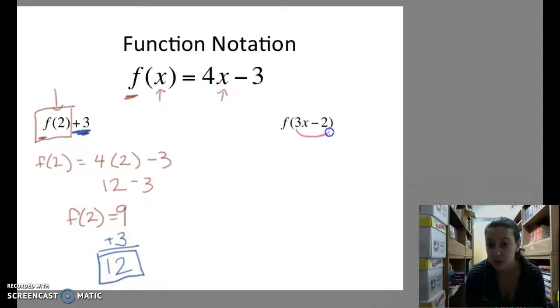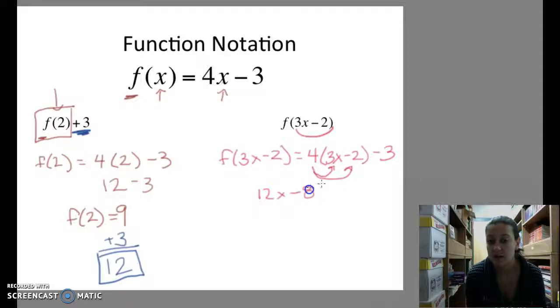Last one. This time our input is a whole expression. So we're going to take that f of 3x minus 2 and replace our input with this whole expression. Okay? The minus 3 doesn't change. We just replace the input. Distribute our 4. Minus 8. Don't forget that negative 3. And then just combine like terms. So when our input was 3x minus 2, our output was 12x minus 11.